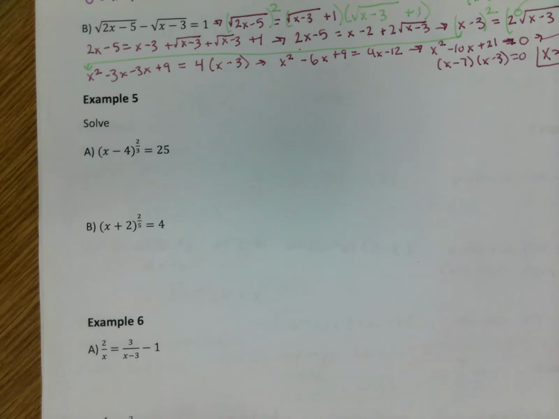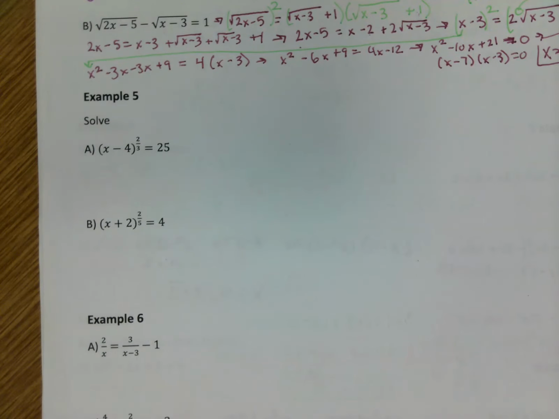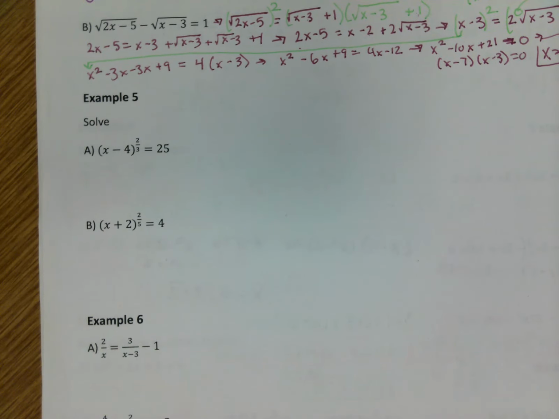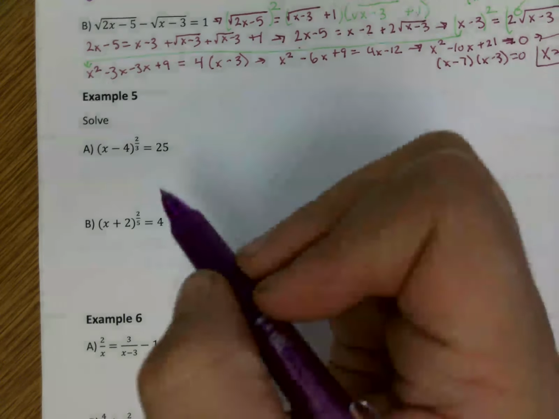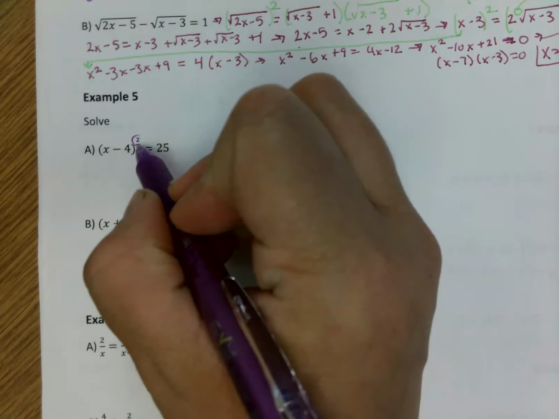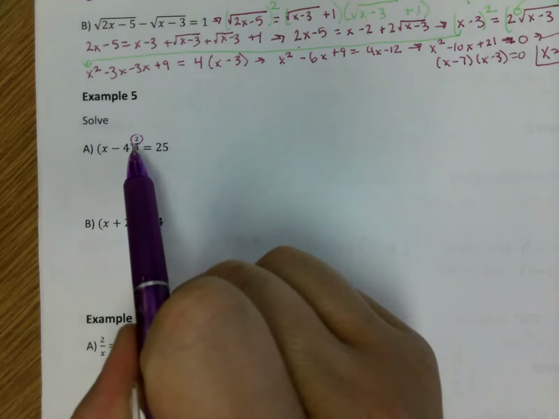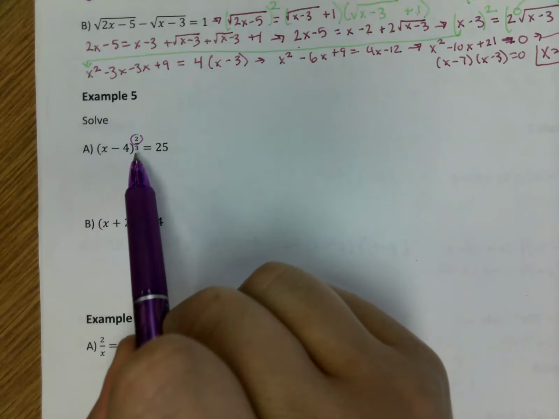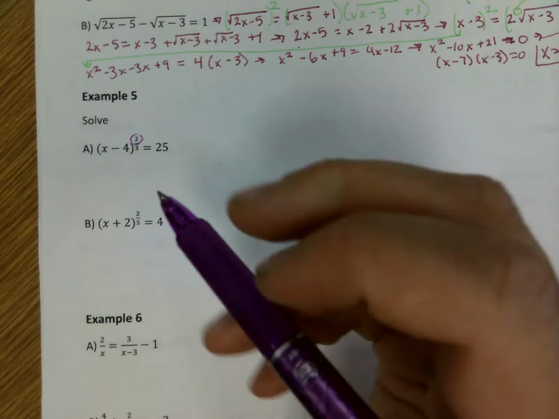Now these next two, when I have a fraction exponent, there's two ways that you can solve these, and I'm going to show you both ways. First thing you have to remember when you look at this is this squared right here. Because of the squared right here, I have a positive negative. So first I'm going to show you how to solve this using the fraction exponent.